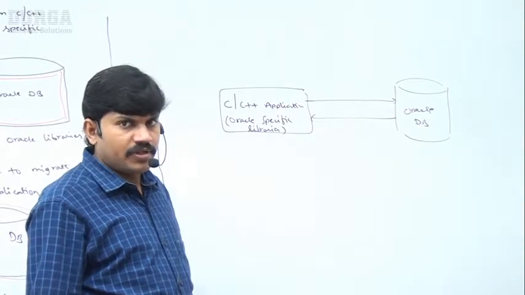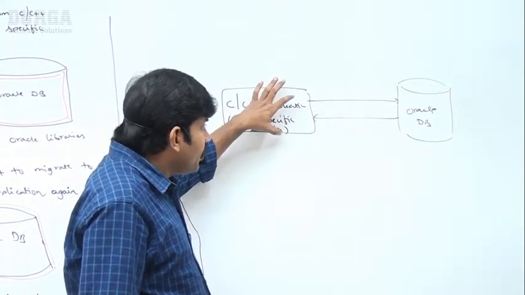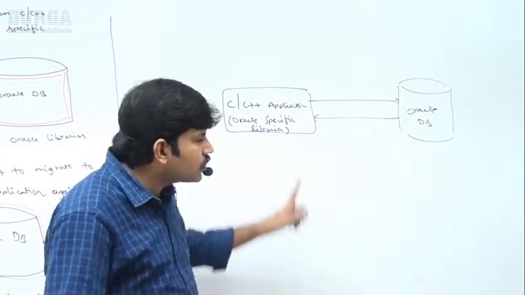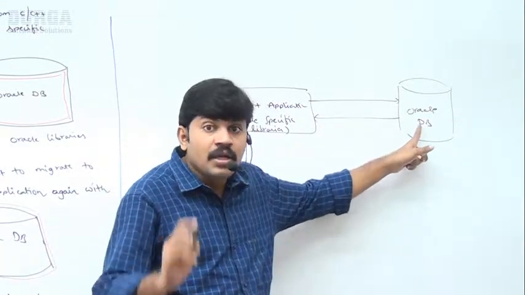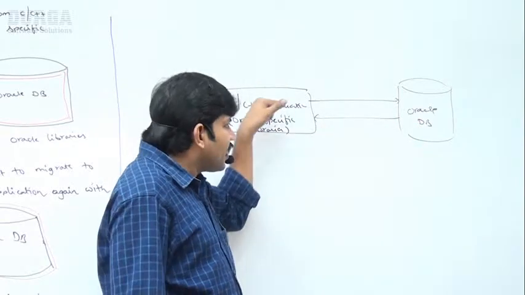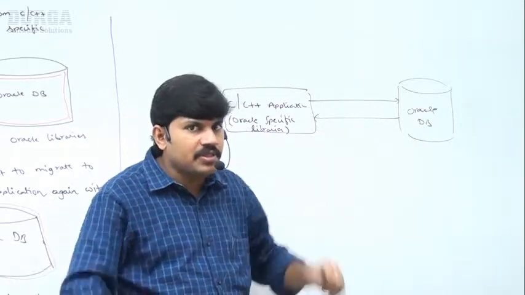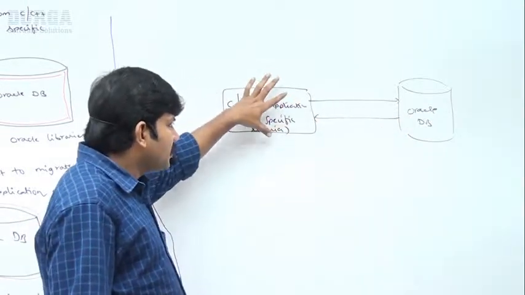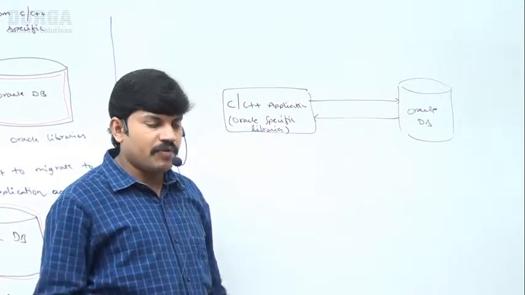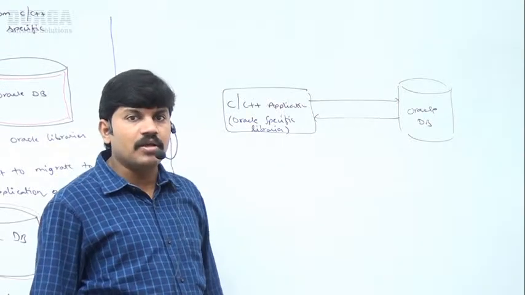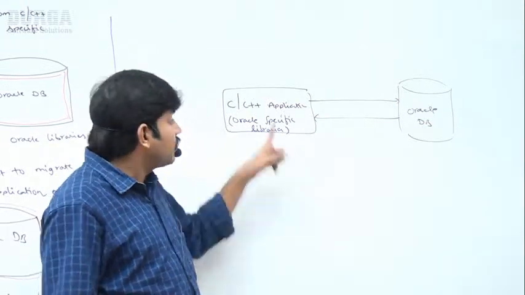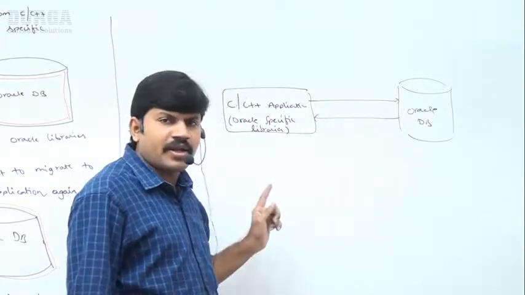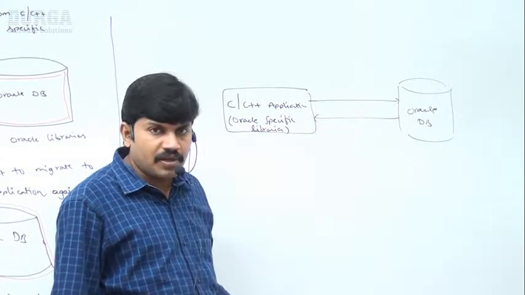Observe that very carefully. In the olden days, if a C application wants to communicate with the Oracle database, then while developing this application we must use Oracle specific libraries directly. If I open a C or C++ program, Oracle specific libraries should be used. Now it can communicate with the Oracle database, and I can get the required results.